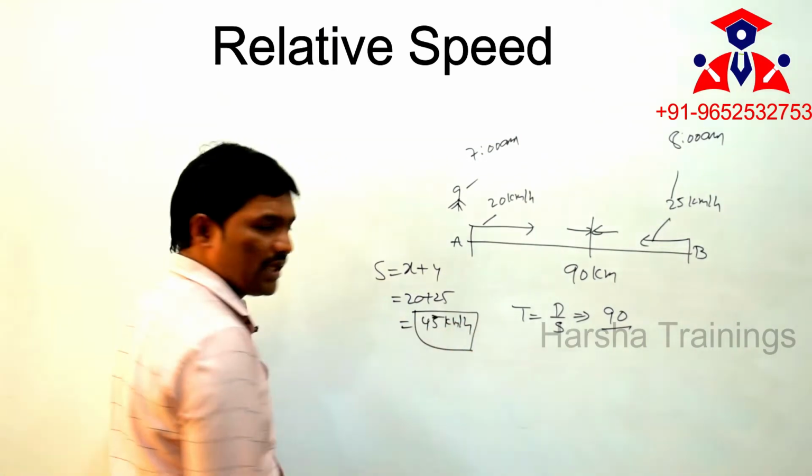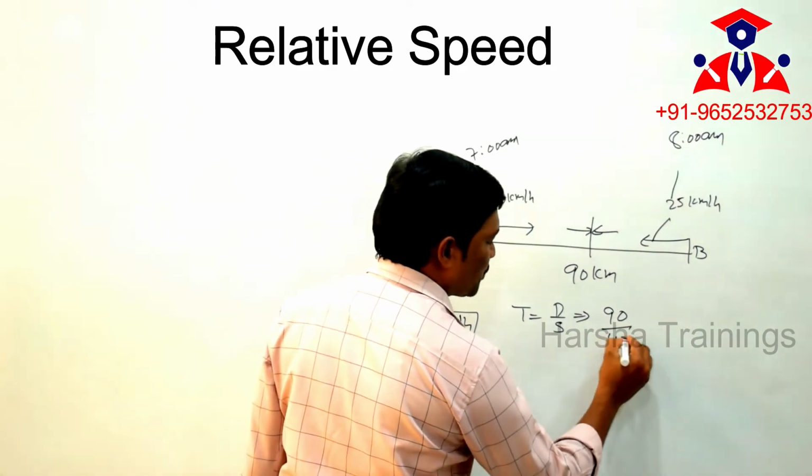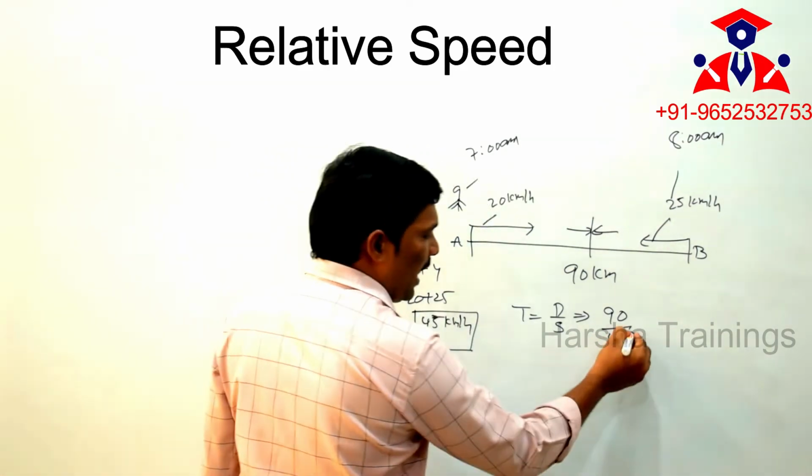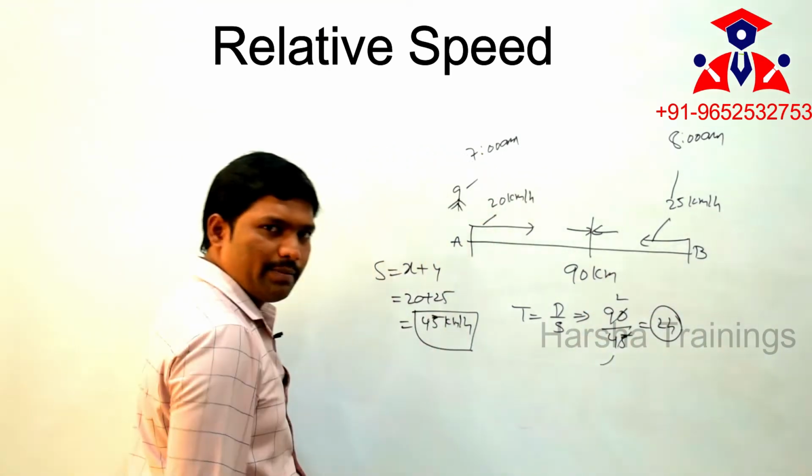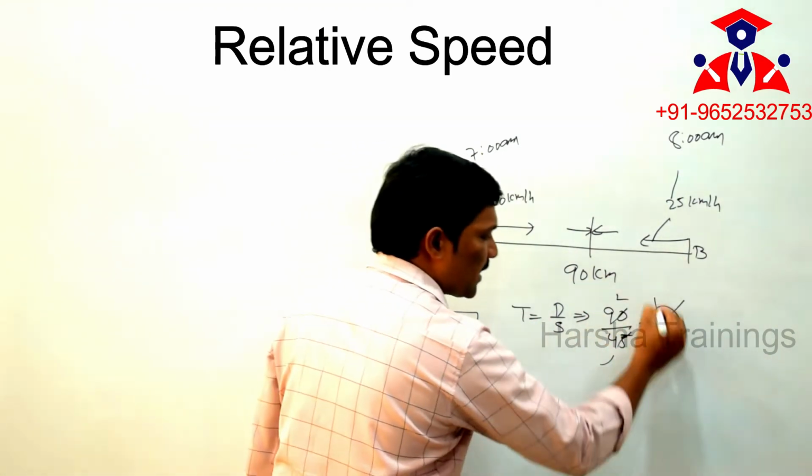Speed is how much, guys? 45 kilometer per hour, and substitute here 45 kilometer per hour, and 45 ones, 45 twos is equal to 2 hours. Somebody saying 2 hours. It is a wrong answer, guys.